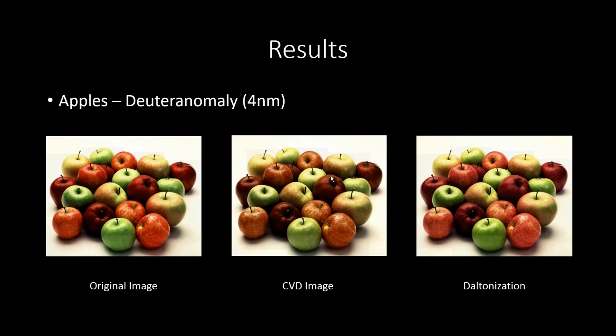This is the result for a deuteranomaly of about 4 nanometers on apples. In the original image, you can see that there is a mix of red and green apples, and in the color vision deficient image, you can see that the red shifts a little bit more towards green, but the green apples are left completely unchanged. The algorithm does not try to shift colors that are not affected. And in the Daltonization, you can see that it takes the red apples and shifts the colors so that it would help an anomalous person perceive that those are actually red apples, not green apples, and separate them from one another.